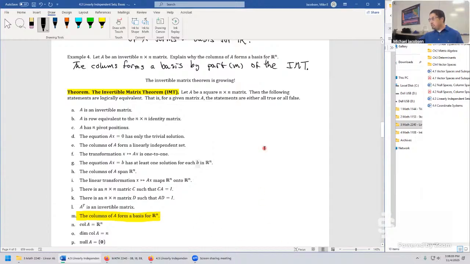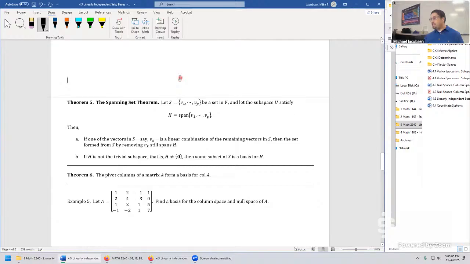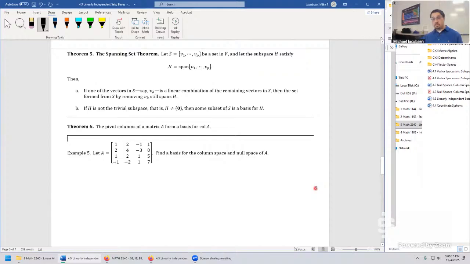Okay, so let's look into some new ideas. The spanning set theorem is a pretty big theorem that says a lot of stuff. So we're going to study this in a different set of contexts. It says, if you have a set of vectors, v1 through vp, in some vector space V, H is formed in a very particular way. It's formed by just spanning those vectors. Notice that's half the definition you need to get a basis. Spanning is done. The other half is you want linear independence.